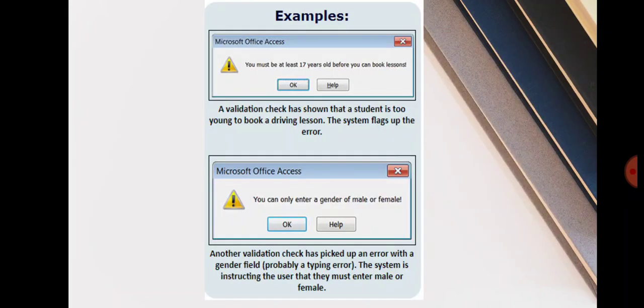Some examples are given here because if you enter the wrong data, then you will be given a specific message. This message also you can design by yourself in a database. For example, that you must be at least 7 years old. You can only enter a gender of male or female and so on.